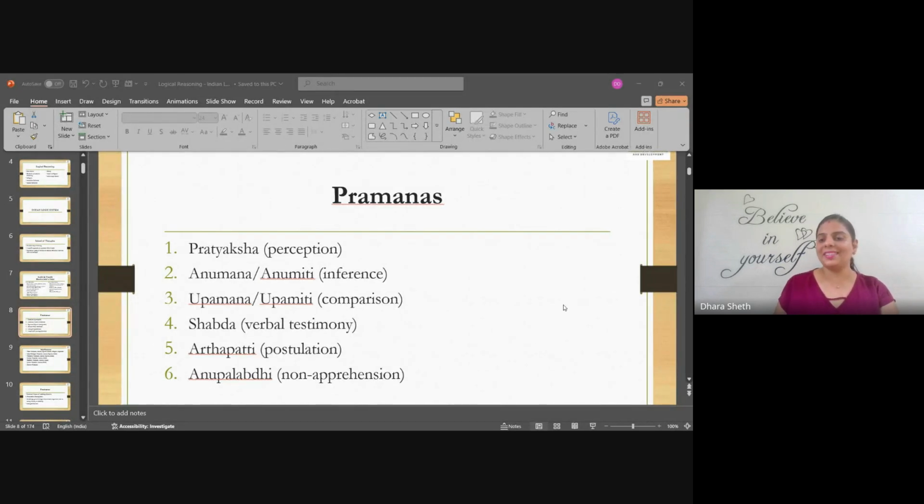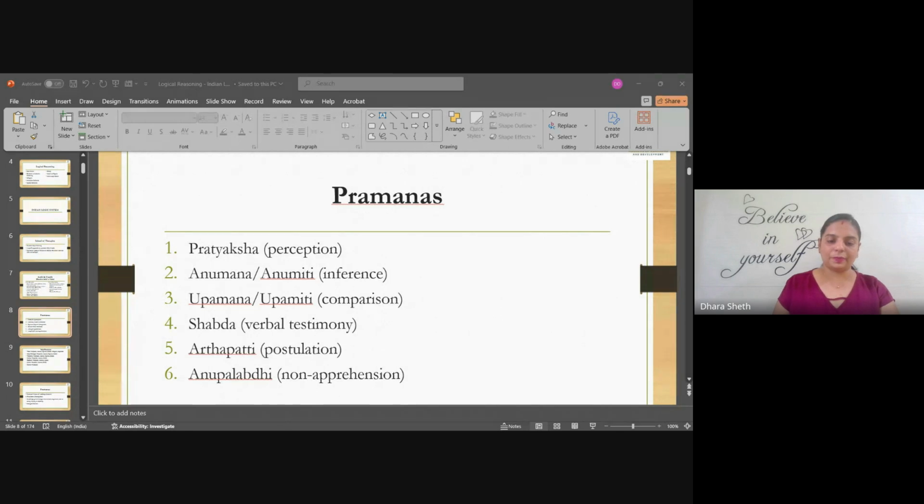Upaman or upmiti is comparison between two things. Shabda is verbal testimony, written or oral testimony using words. Arthapatti is postulation, guesswork. And anupalabdhi is deriving knowledge from lack or absence of something. These are the 6 pramanas. We will take all of them in detail.